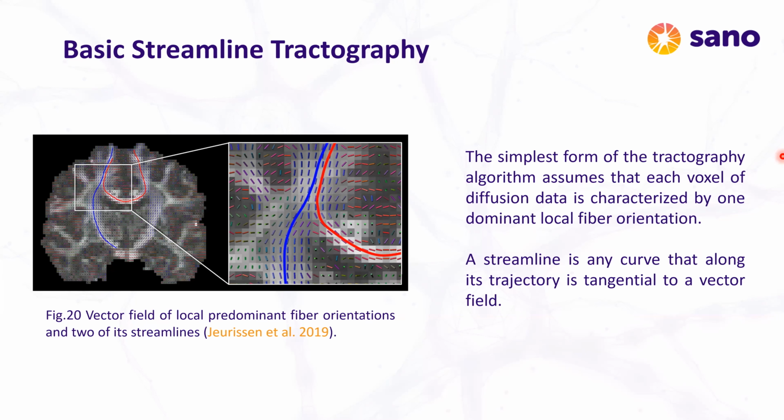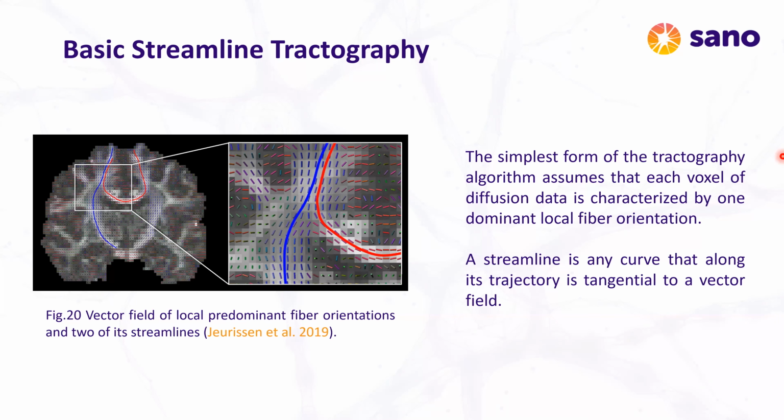brain. The simplest form of the tractography algorithm assumes that each voxel of diffusion data is characterized by one dominant local fiber orientation. Mathematically, the set of local fiber orientations can be thought of as a three-dimensional vector field, and the set of the global fiber trajectories as its streamlines.